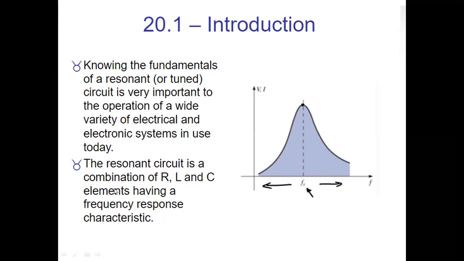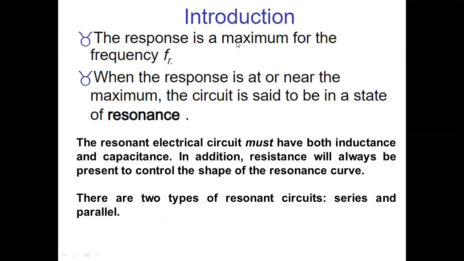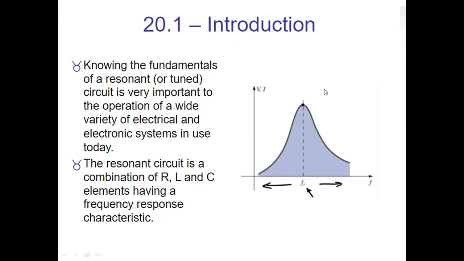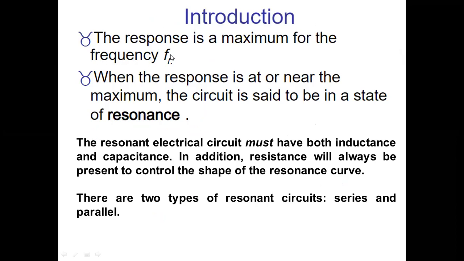The resonance circuit is the combination of R, L, and C. For any resonance circuit, these three elements are necessary. The response is a maximum for the frequency FR, as I have already discussed. These are also frequency values, but at these frequencies the response is very poor, while at that frequency the response is maximum. This frequency is called the resonant frequency FR. When the response is at or near the maximum, the circuit is said to be in a state of resonance.